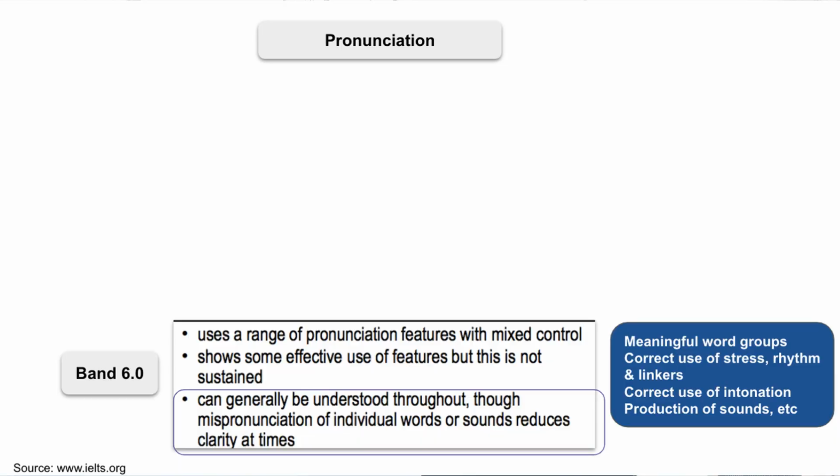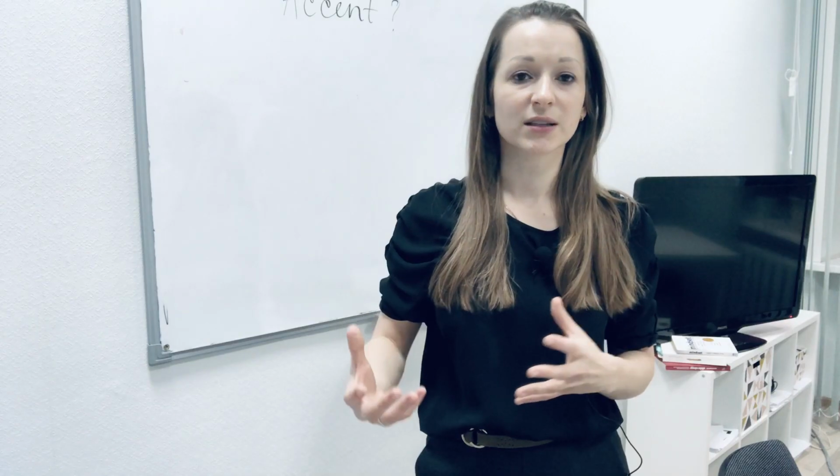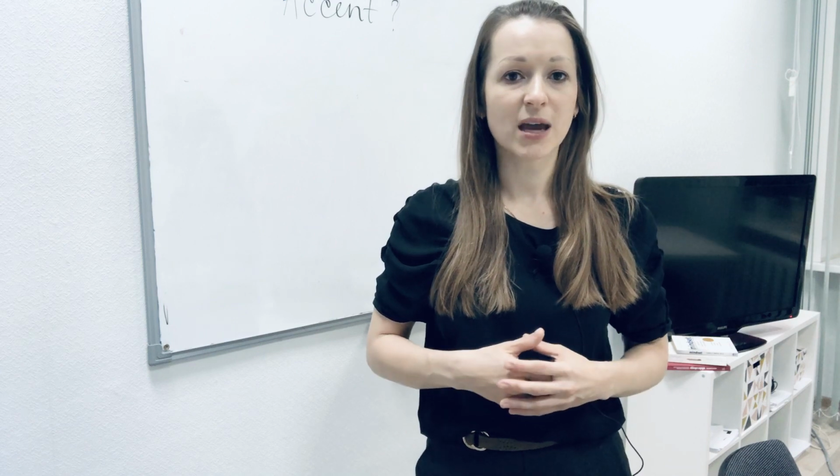In band 6, for example, when you read the descriptors, you will see that you are supposed to be quite familiar with the pronunciation features, and you should feel comfortable pronouncing most of the words, putting the right stress, parsing words into meaningful word groups, using the right intonation. You are allowed to make occasional slips in pronunciation. You may occasionally mispronounce certain words, but in general you should feel quite comfortable and your speech should be understandable, even if you speak with an accent, as I do, for example, but you still understand me, right?